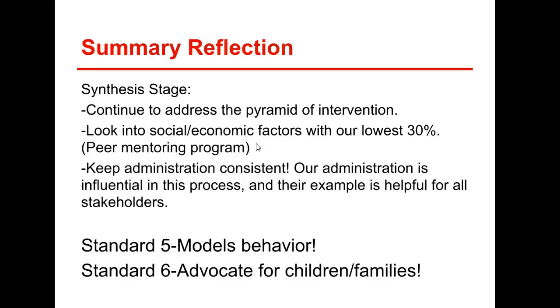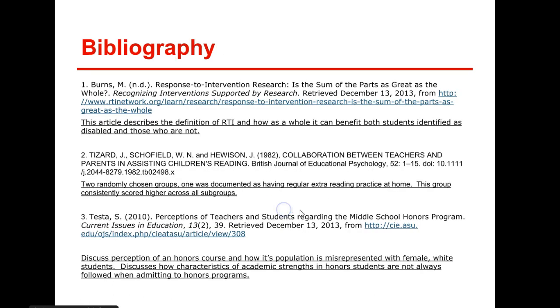That made me think of Standard 5 and 6. Standard 5, modeling behavior that's relevant for all stakeholders. And Standard 6, advocating for children and families, looking at maybe not as many academic factors for those students. Do we need to do something else?